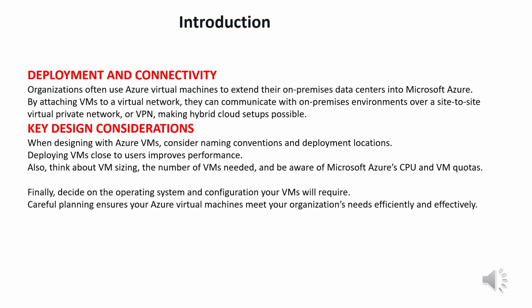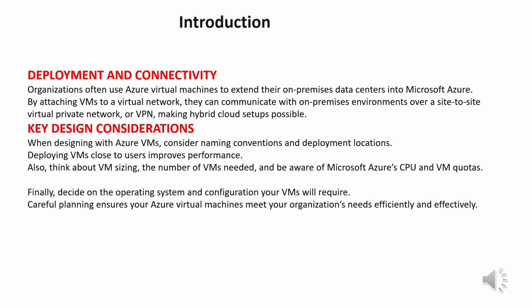Deployment and connectivity. Organizations often use Azure Virtual Machines to extend their on-premises data centers into Microsoft Azure. By attaching VMs to a virtual network, they can communicate with on-premises environments over a site-to-site virtual private network, or VPN, making hybrid cloud setups possible.